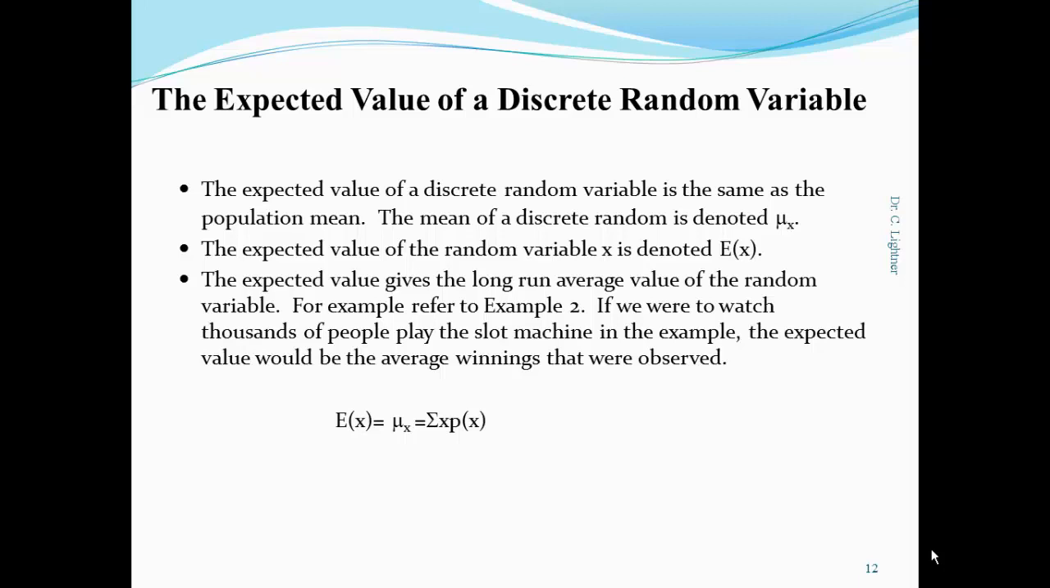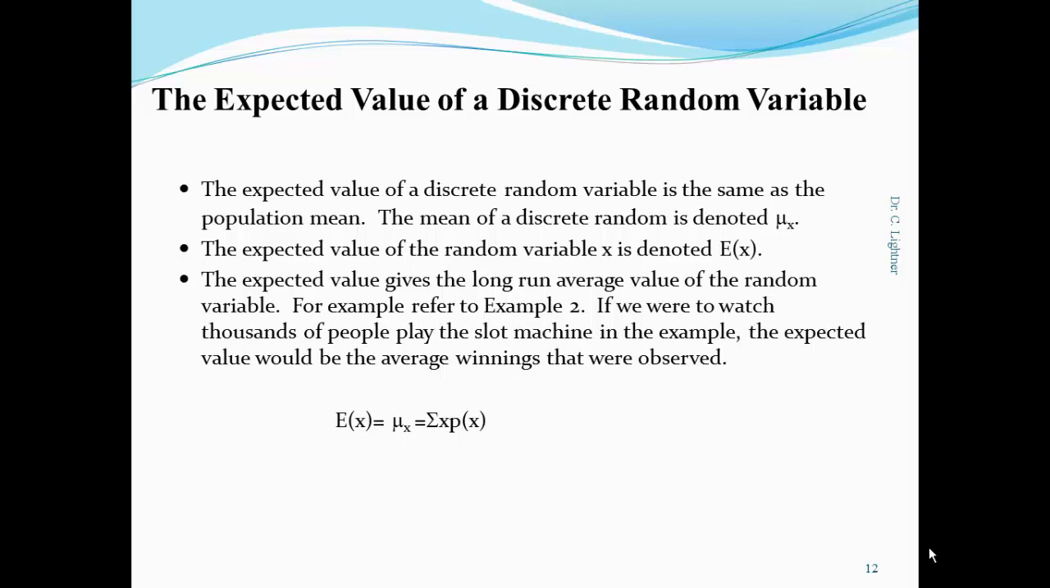The expected value of a discrete random variable. The expected value of a discrete random variable is the same as the population mean. The mean of a discrete random variable is denoted mu sub x. Recall from chapter 3, if we had all of the values in our population listed, we could compute the population mean by summing up all of these values and dividing by the total number of items in the population.